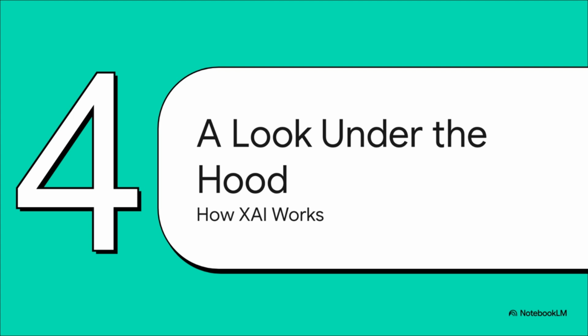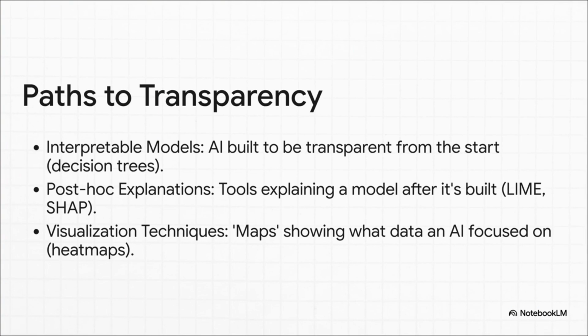Okay, so we get what XAI is and why it's so incredibly important. But how does it actually work? Let's take a quick peek under the hood. And don't worry, we're not going to get buried in code or complex math here, just the big ideas. So generally speaking, there are 3 main ways to get to this transparency. First, you can just build models that are interpretable right from the get-go, like a simple decision tree. It's kind of like building an engine out of clear glass. You can see every single gear turning.